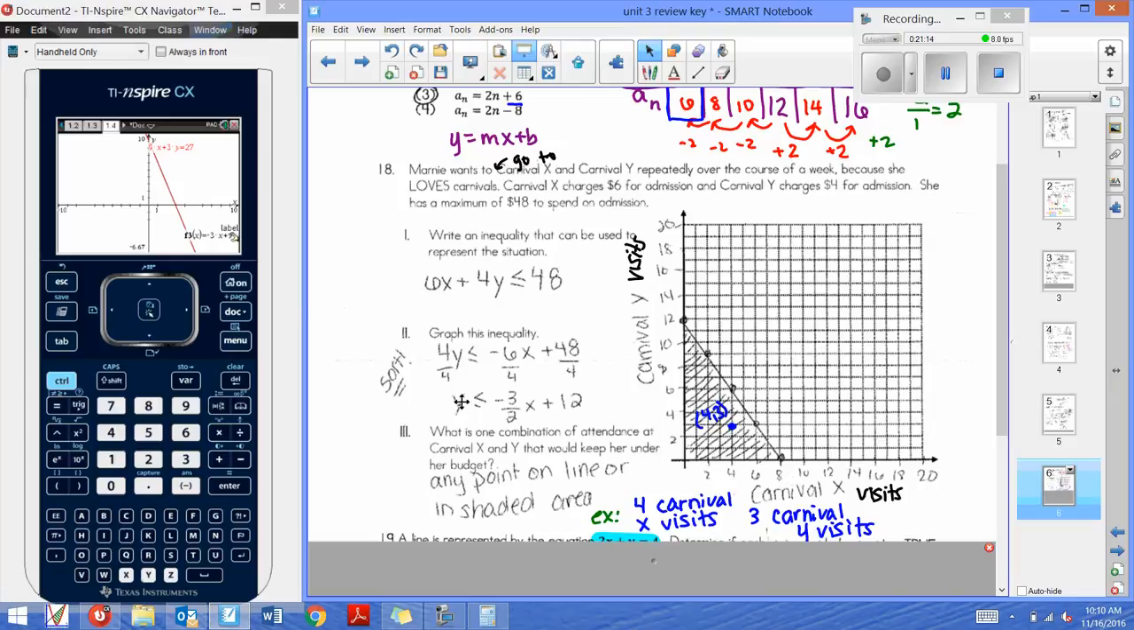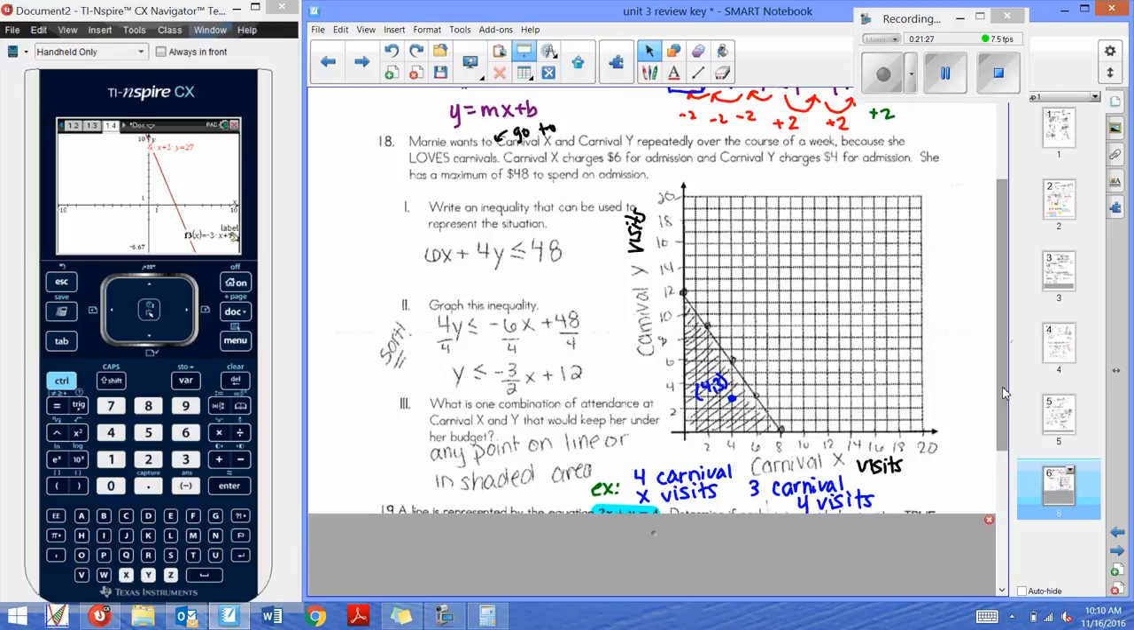I know that we are going to have a solid line because it's less than or equal to, and we're shading below because it's a less than symbol. So part 3 wants you to determine a combination of an answer. So I gave you one example. It could really be any points that's in the shaded area or on the line because it's solid. If this had been a dashed line, then we could not pick any one of those points.